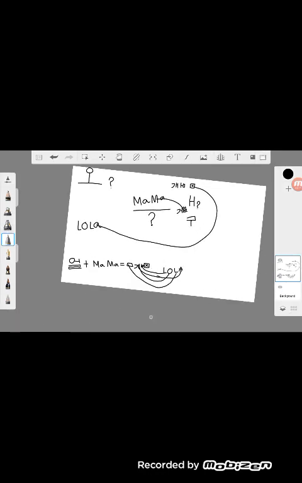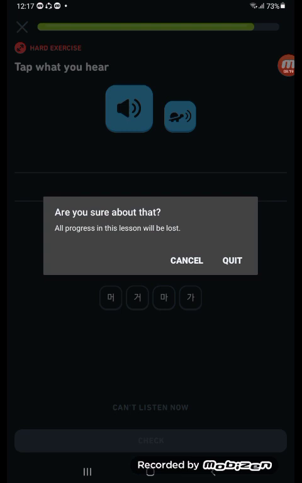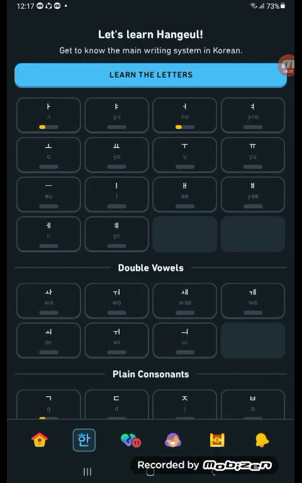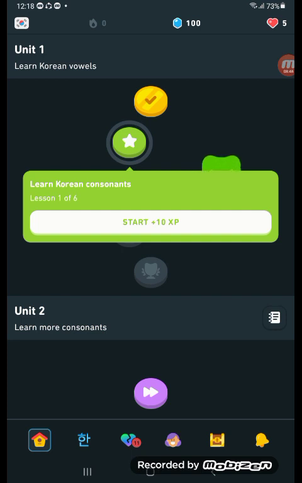So let's go back to Duolingo. Let's see the answer. So what I'm gonna do in Duolingo is to press X. Let's quit the game. So the Hangul needs to be hard by going home. It's unit 1. So we need to start over here by the star, and let's get the treasure stats when we're done. Let's press the star. Let's start.